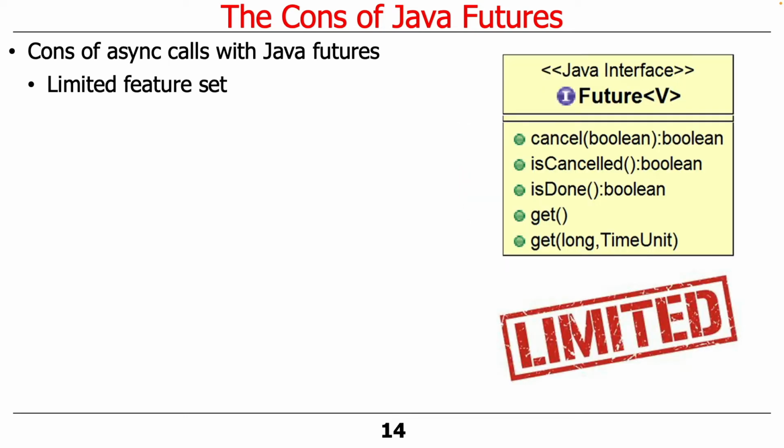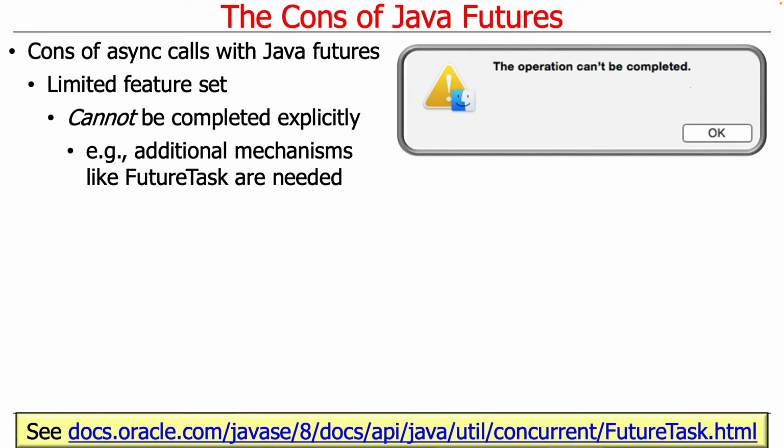Probably the biggest problem with the futures is that the feature set itself is very limited. You've only got these 5 methods, and they have a bunch of limitations, mostly having to do with the things we're about to talk about. There's about 4 things that make them limited.